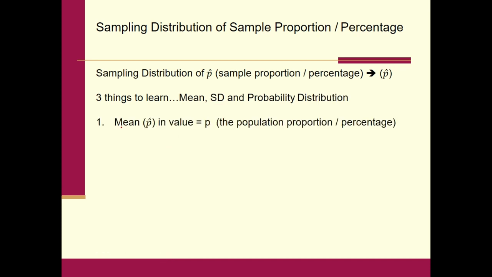So what we find out is that the mean of the sampling distribution in value is equal to the population proportion p. It's a percentage. Now I'm not saying to use this as a symbol for the mean of the sampling distribution of p hat. That would be incorrect. What we're saying is that in value, the mean of the sampling distribution of p hat is going to be some sort of percentage, and that percentage is lowercase p, the population proportion. That's it. Hopefully that makes sense.